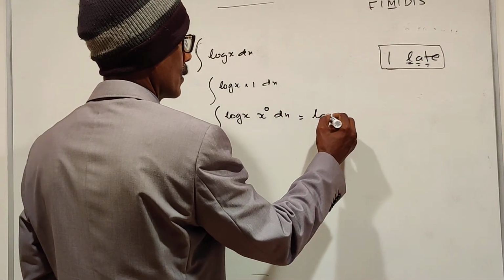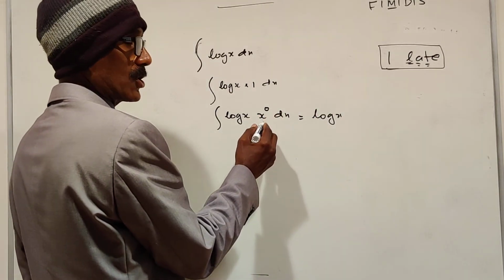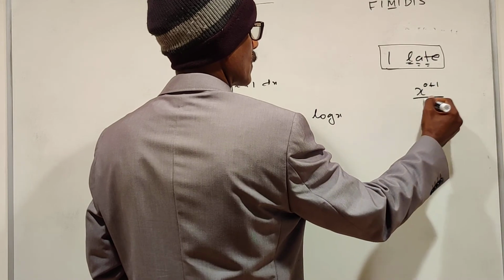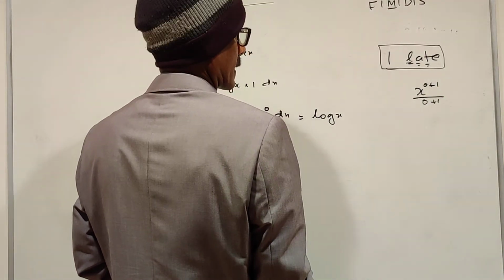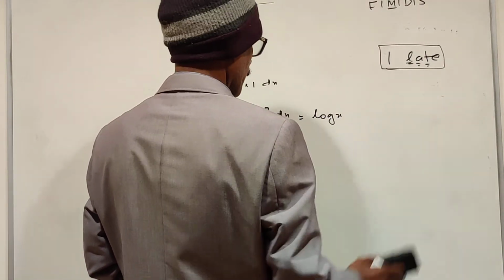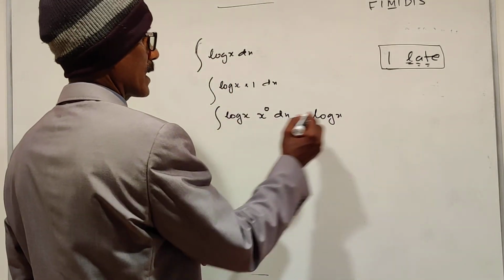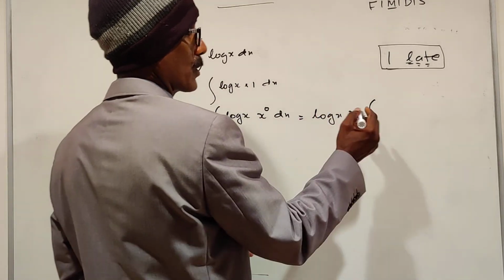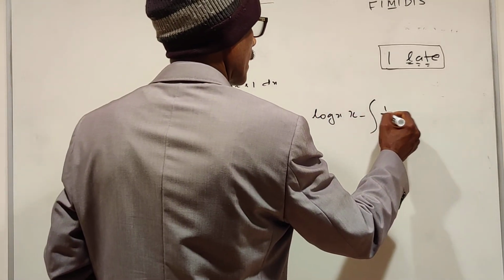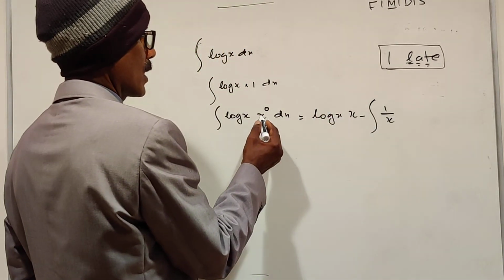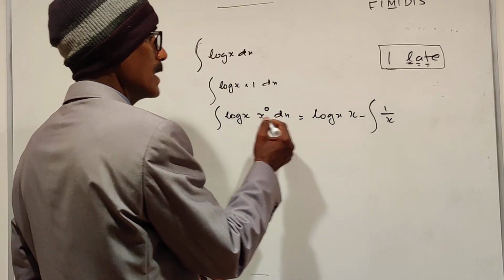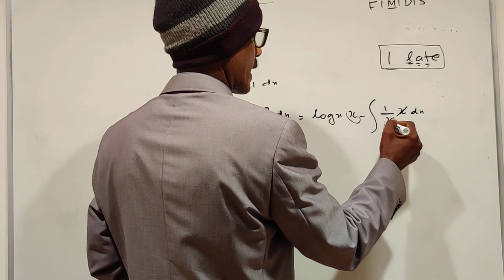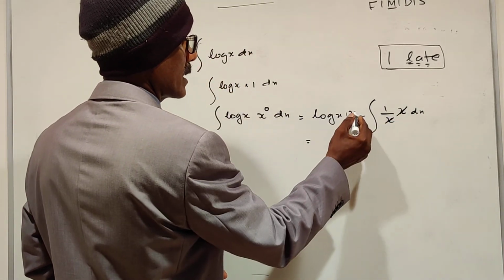So apply integration by parts. First function times the integral of x to the power 0. The integral of x to the power 0 is x to the power 0 plus 1 by 0 plus 1, that is x. First function times integral of second is x, minus the integral of the derivative of first function. The derivative of log x is 1 by x, times the integral of x to the power 0, which is x. We already got it. x dx. x cancels.